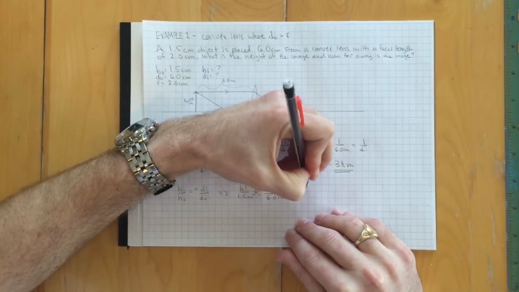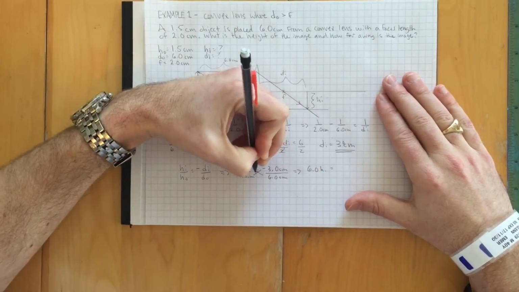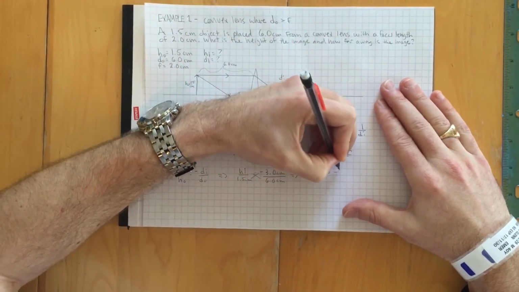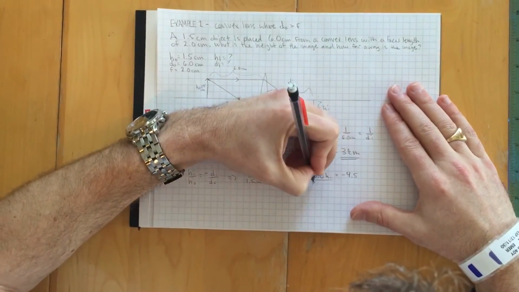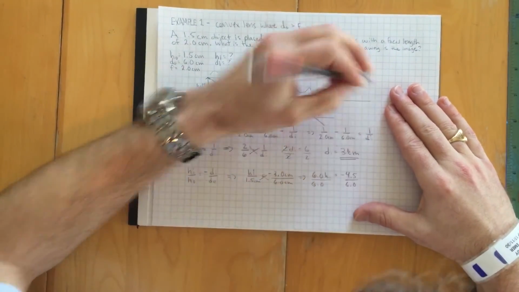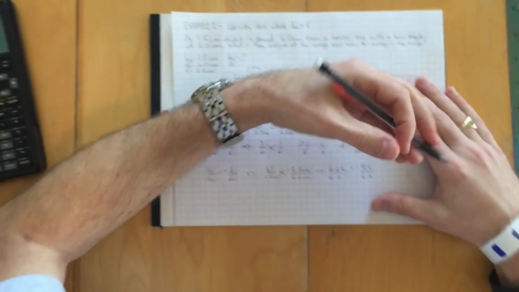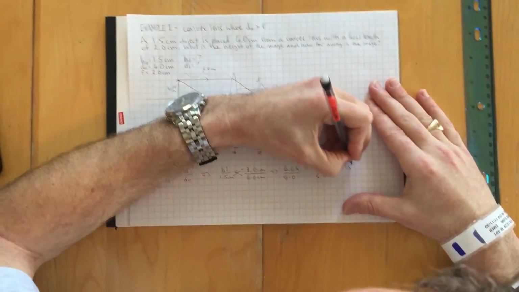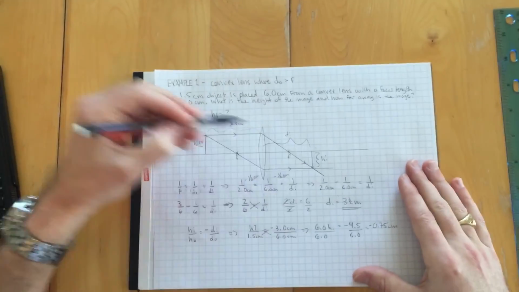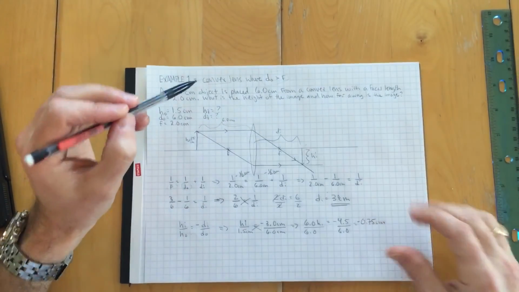So 6 times the height of the image equals 1.5 times minus 3, which is minus 4.5, divide out 6, gives us an image height of minus 0.75 centimeters. The minus tells us that it's an upside down image, which is what we should get again in any scenario where this is the case. All right, that's it for example 1.